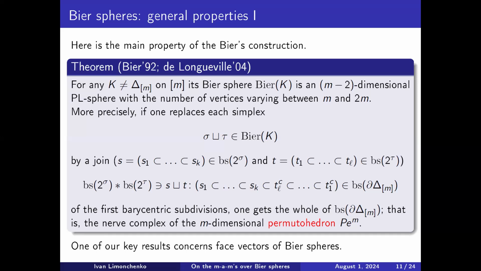And so when we talk about combinatorics of Bier spheres, naturally arises combinatorics of permutahedra, and dually the so-called braid arrangement fan, which is nothing else but a normal fan of a polyhedra. We will see it. Now, the first main result of this talk is concerned with face vectors of Bier spheres.